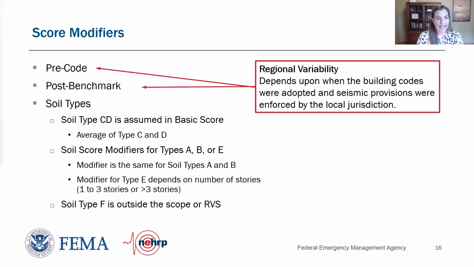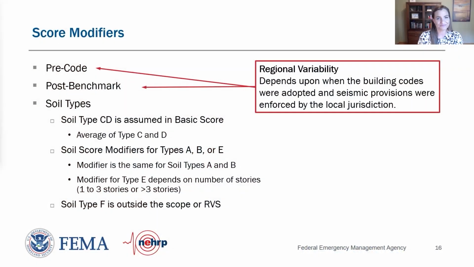And soil type F is such poor soil, such unreliable soil, that screening a building with soil type F is just outside the scope of the RVS procedure. And so there's no modifier associated with that, but we'll see later that the data collection form sort of kicks us out into a further evaluation if we have soil type F.